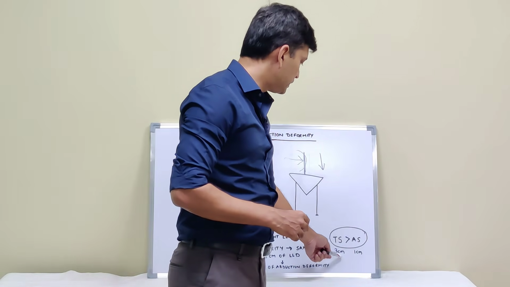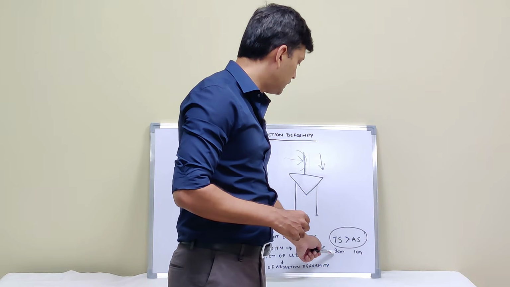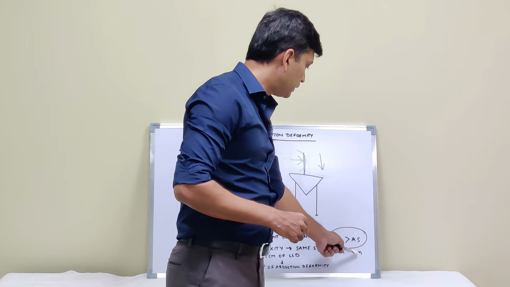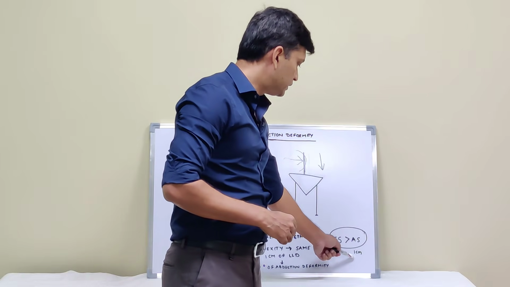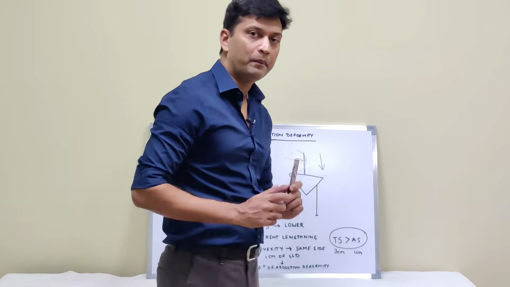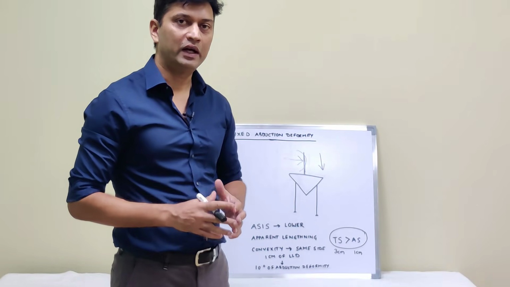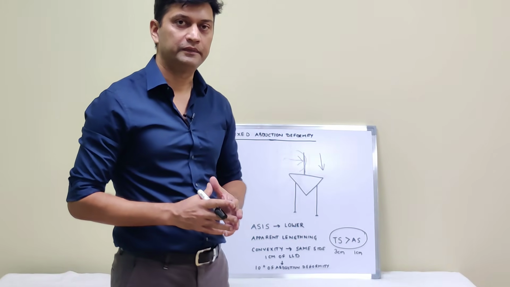So in this particular scenario, if there is true shortening of 3 centimeters but there is apparent shortening of 1 centimeter, that means 2 centimeters has been compensated. So you will have roughly 20 degree of abduction deformity in this patient.